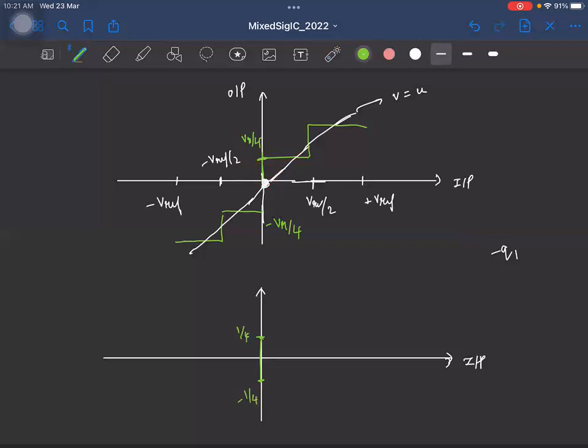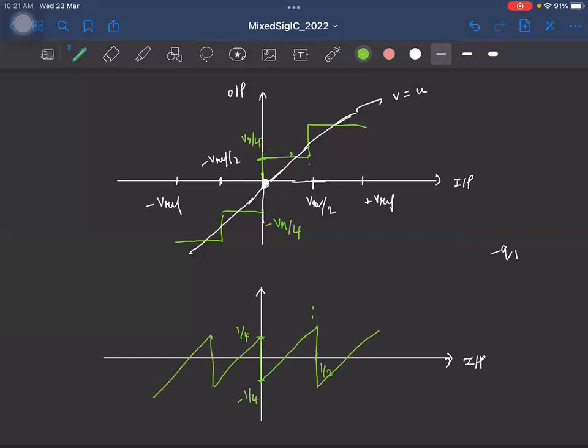And then at this point, both this curve and this curve meet, right? At this point there is no error, so this error should be 0. So it will do something like this. And again, at this point, which is Vref by 2, it will show one more jump.